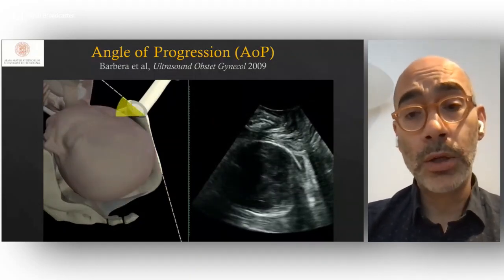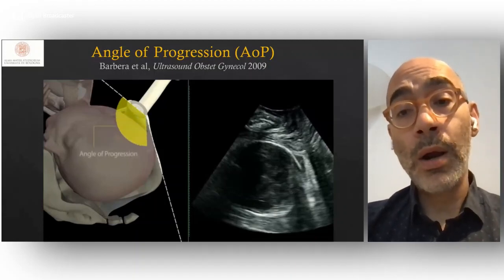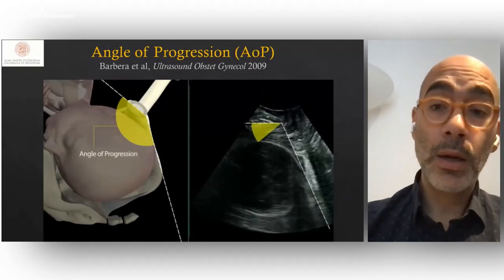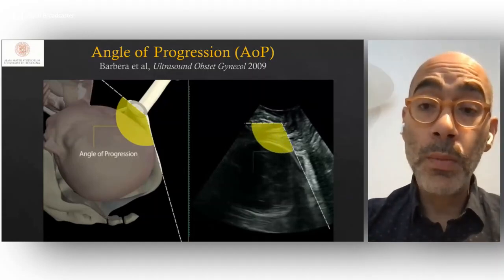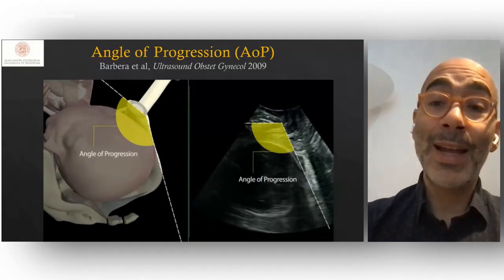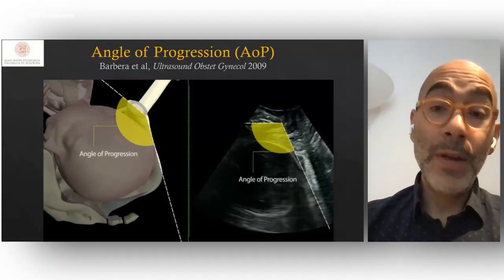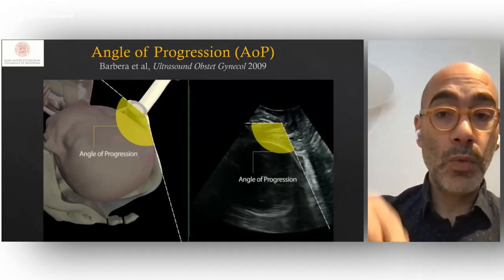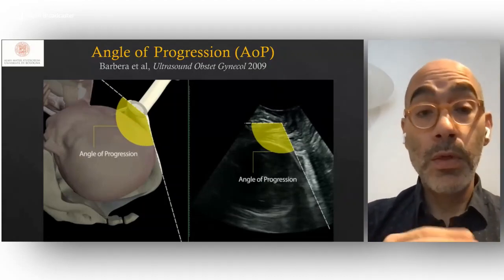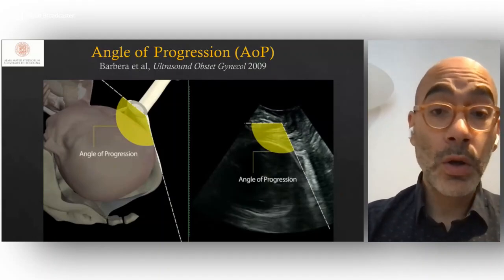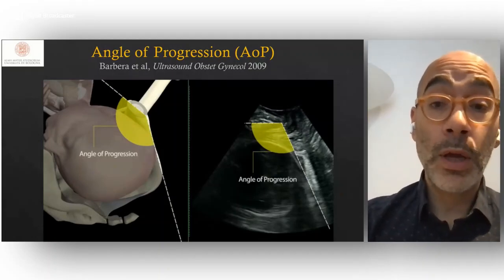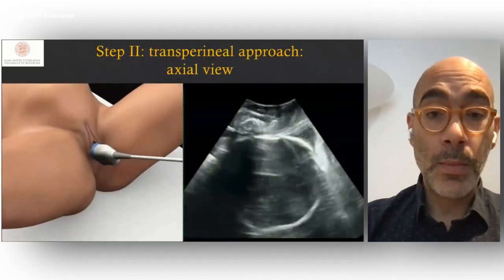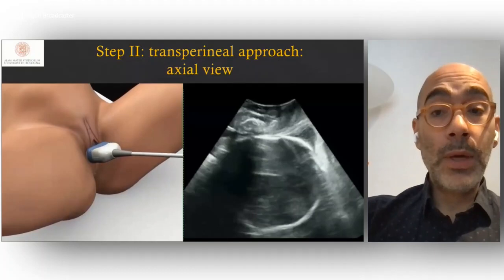So the angle of progression is an angle between two lines: one line passing through the long axis of the symphysis pubis, and the second line starting at the lowermost part of the symphysis pubis and tangential to the fetal skull. So the nearer the fetal head to the transducer, which is up on our screen, the larger will be the angle of progression. So the wider the angle of progression, the more engaged the fetal head is in the maternal pelvic canal.